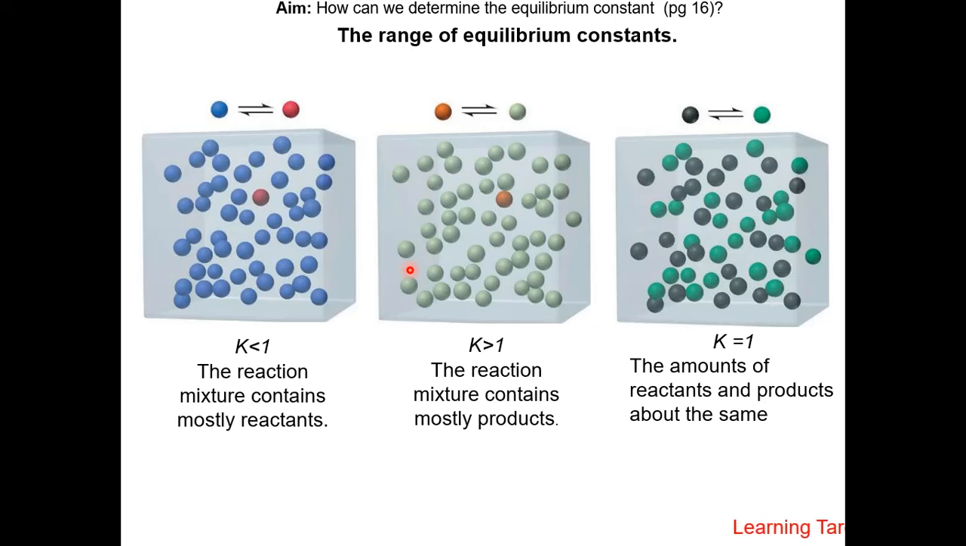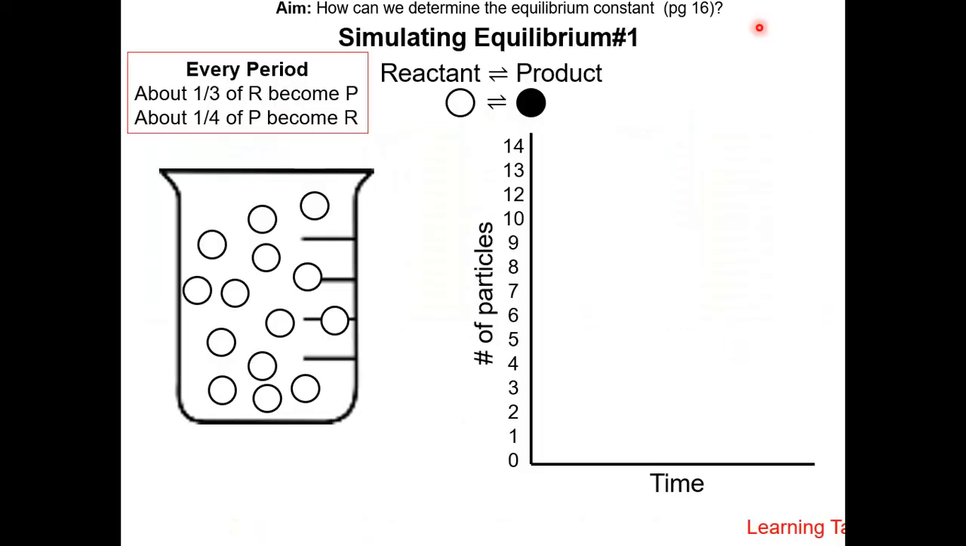So here's a nice diagram to illustrate this. When K is less than 1, at equilibrium, the reaction mixture has more reactants than products. When K is greater than 1, at equilibrium, the reaction mixture has more products than reactants. And when K is equal to 1, at equilibrium, the amount of reactants and products are about the same. Now let's graph simulation 1 to see how the reactants and products change over time.